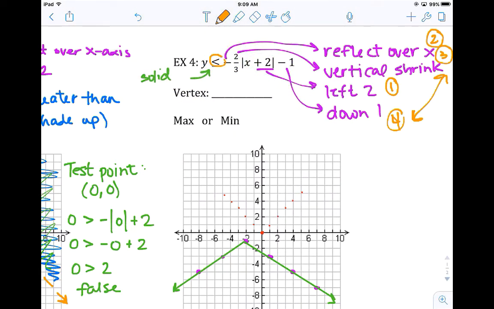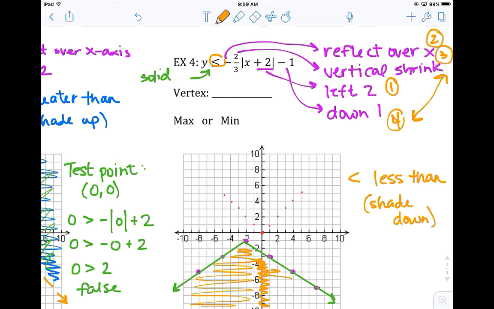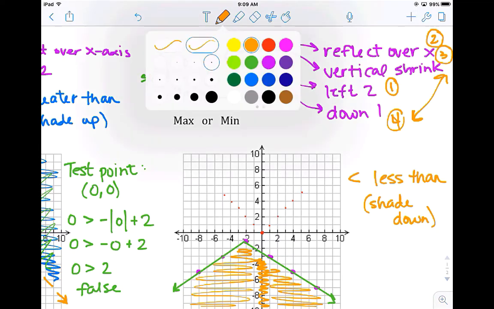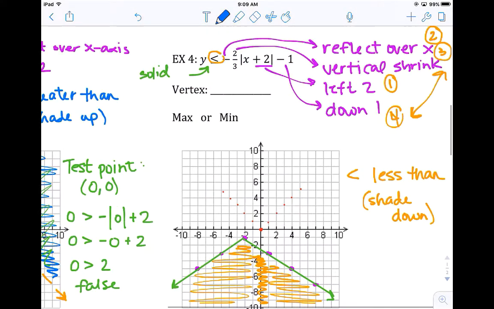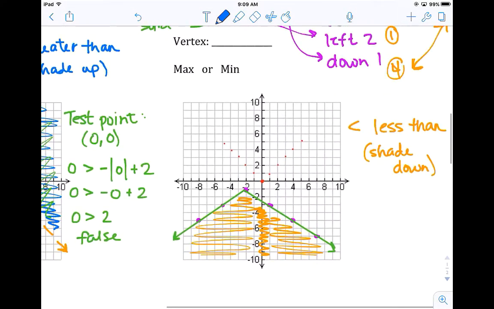So we have a less than symbol. So that tells us we're going to be shading down where the y values are decreasing, which will be moving down the y-axis. So moving down the y-axis is right here, and that sits inside our absolute value graph. So we're going to shade everywhere inside that absolute value V. Let's just double check ourselves, make sure we did that correctly, and find a test point.